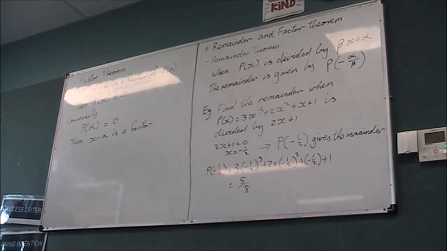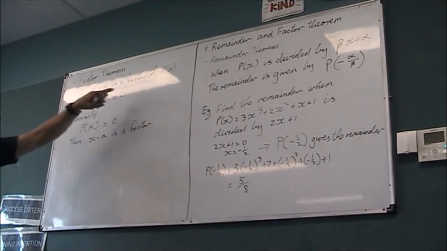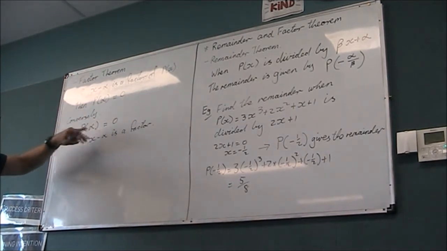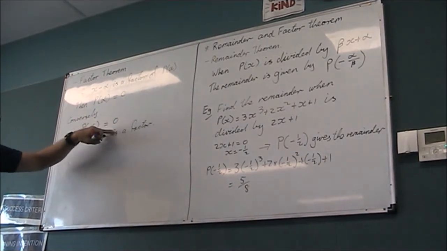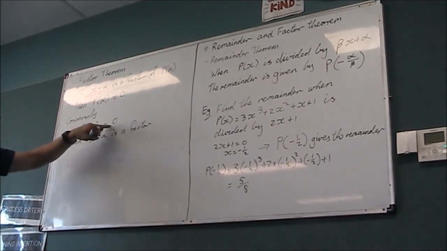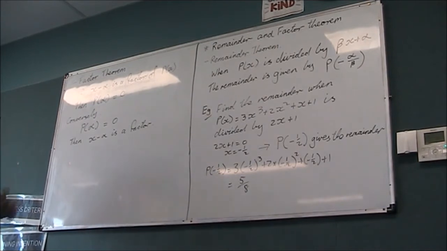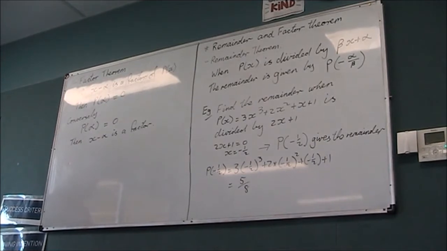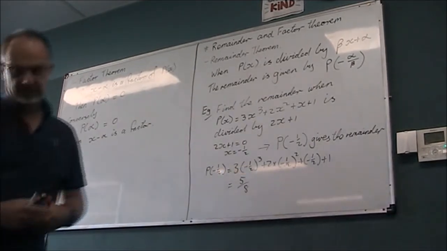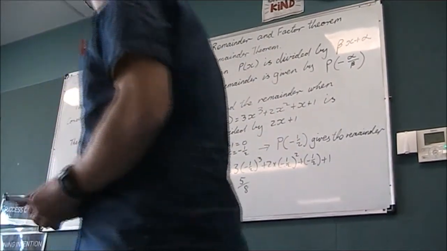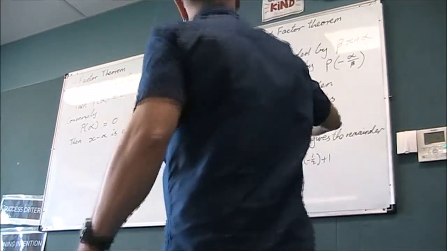Okay. So if we know something's a factor of this polynomial, we get a remainder of 0. If we know the remainder when we put some number into the polynomial and we get 0, then we know that that's a factor. So we can work it both ways. Alright, let's look at some examples.